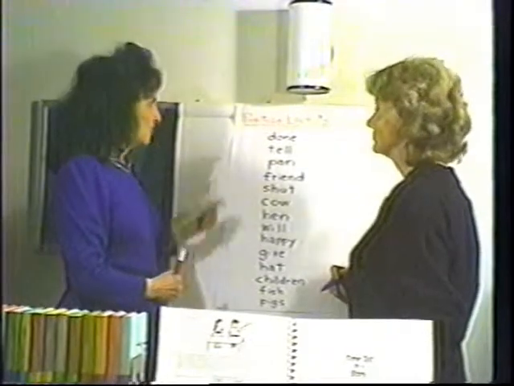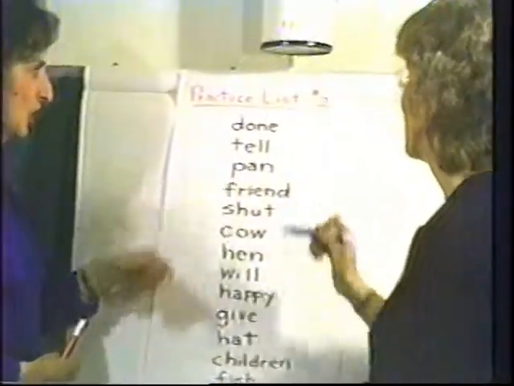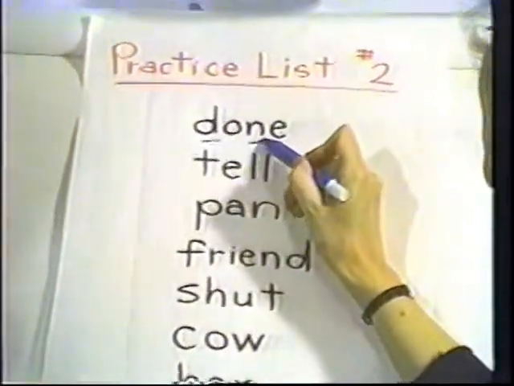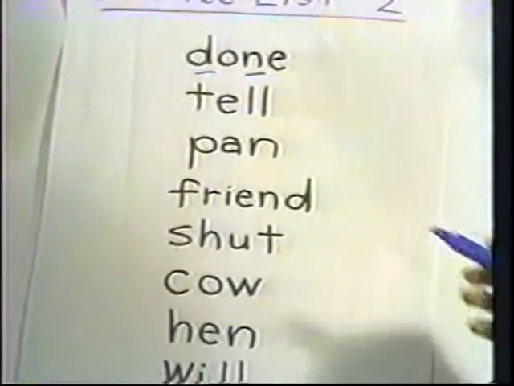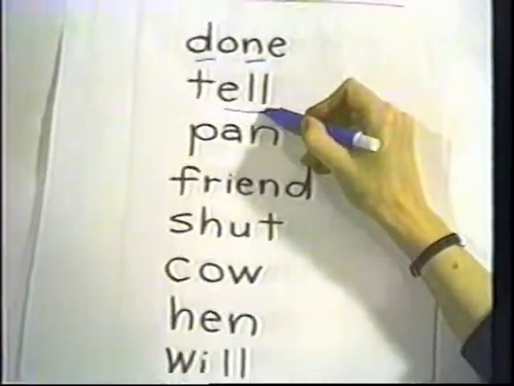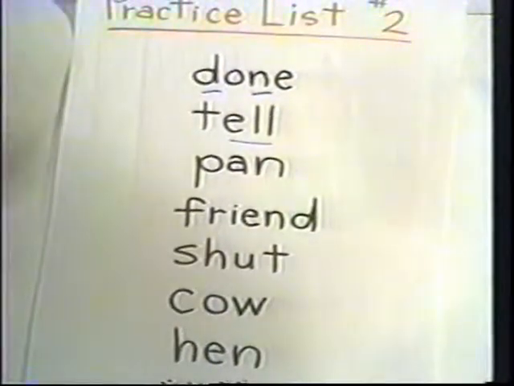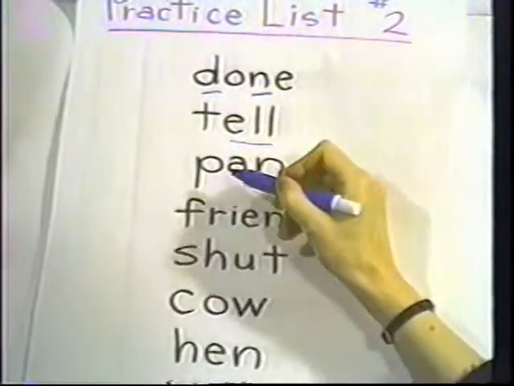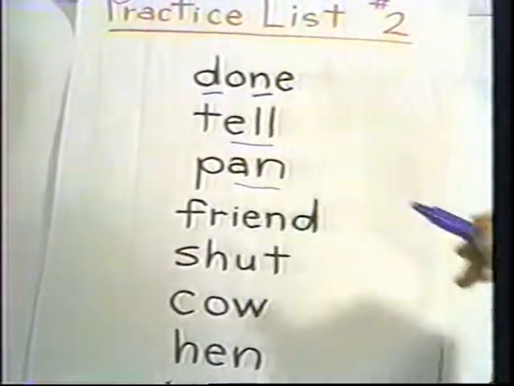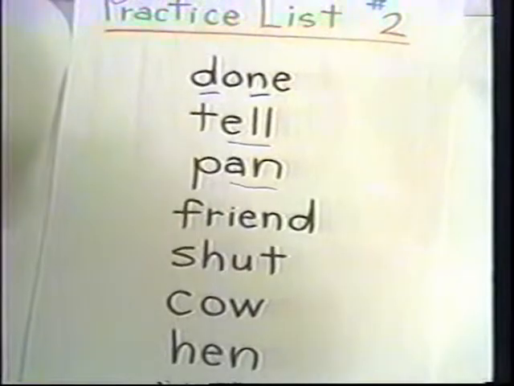My work is almost all... Done. What's the clue? Done. Underline E-L-L. What's the family? L. What's the word? Tell. Underline A-N. What's the family? An. What's the word? Than.